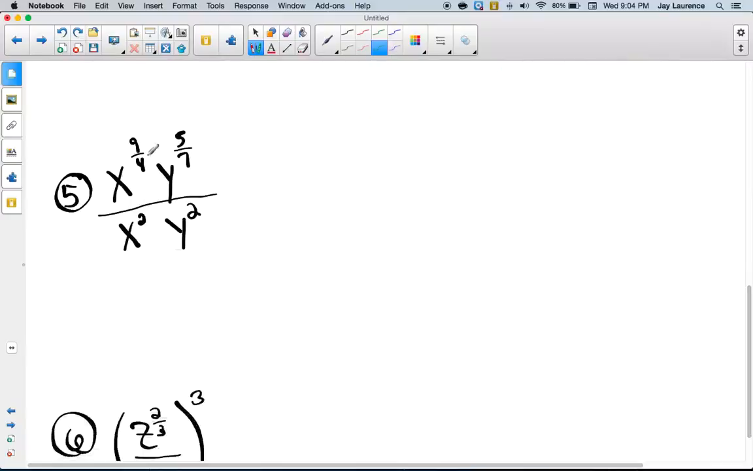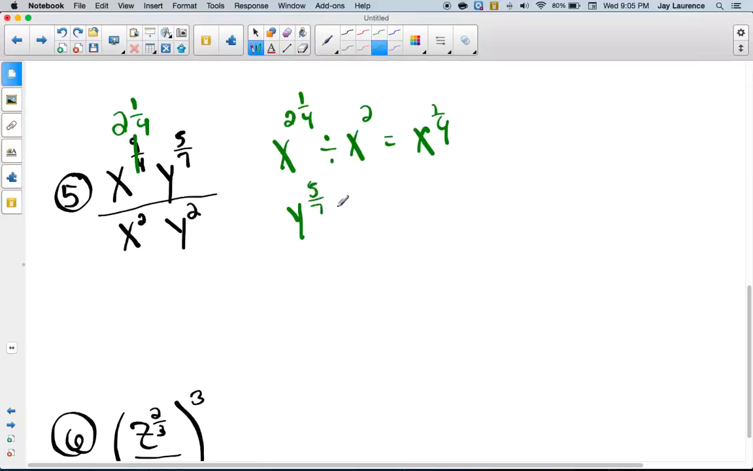Okay, number 5, same thing. You may want to just turn this into 2 1/4 right off the bat. Okay, so I'm going to have x to the 2 1/4 divided by x squared. Well, isn't that going to be x to the 1/4 power? And then my y's are going to be y to the 5/7 divided by y squared. Well, I've got to subtract those exponents.